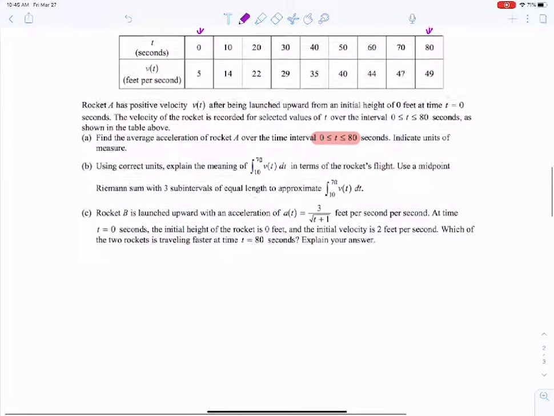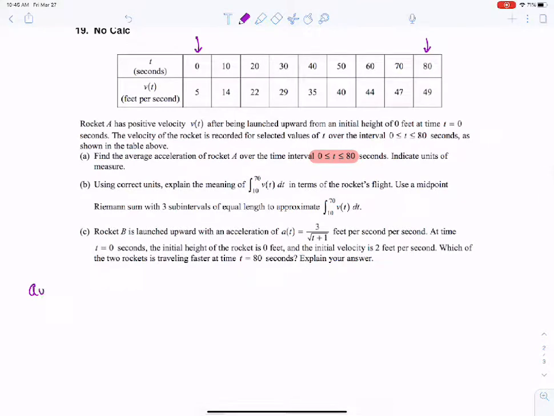Now I can't spell the word average. Average.